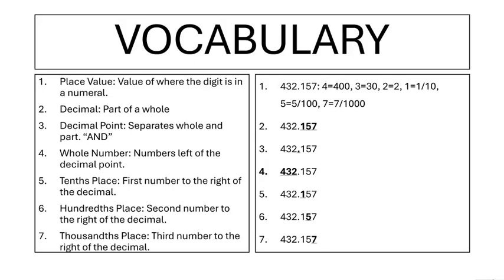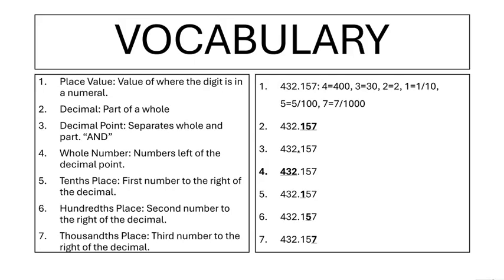Number 1 says place value. Value of where the digit is in a numeral. Number 2 says decimal, part of a whole. Number 3 says decimal point, separates whole and part. This is where you would write or say the word and. It is the only time you do that. Number 4 says whole number. Numbers to the left of the decimal point.